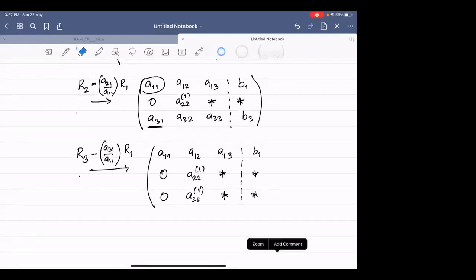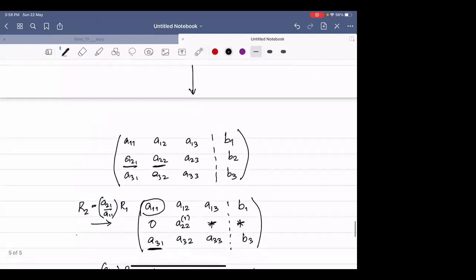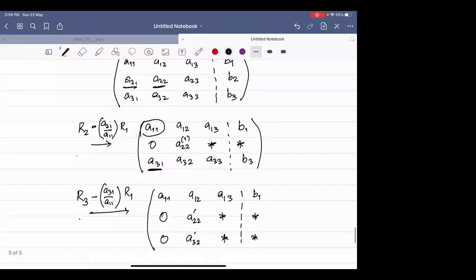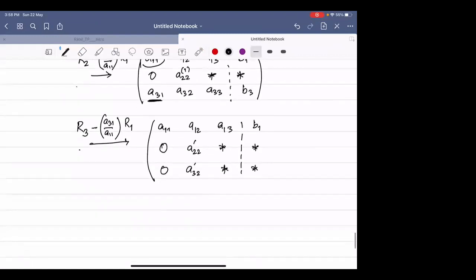You don't need to be too worried. It's just that these elements are different from the elements that you started with. That is the only thing you need to keep in mind, that now they have changed. They are not the same elements. So you can call it anything you like, but just notice that they are different from what you started with. Now you want to make this 0.